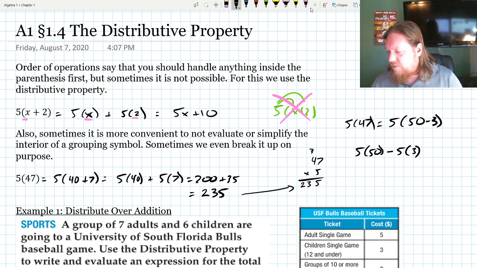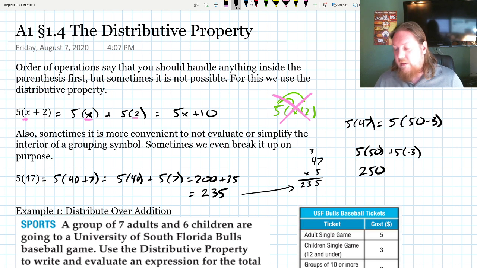You also might see that written out, plus 5 times negative 3. Either one of those works just fine. 5 times 50. 5 times 5 is 25. Slap a 0 on there. 250. 5 times negative 3 is 15. So it's minus 15. Well, what do you think 250 minus 15 is?